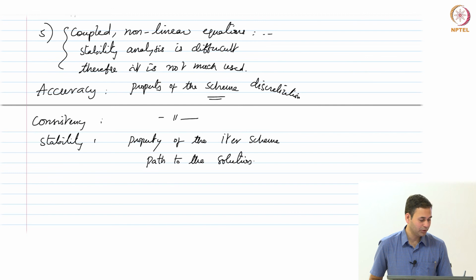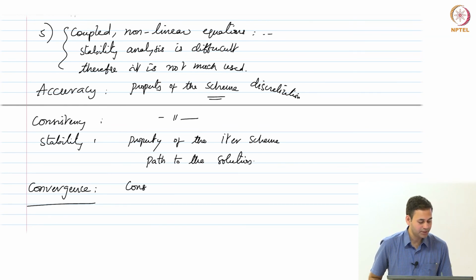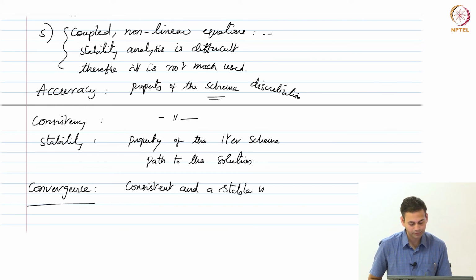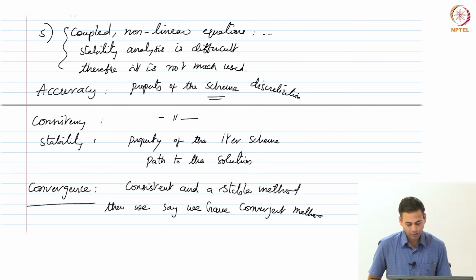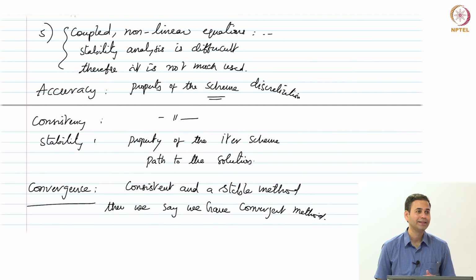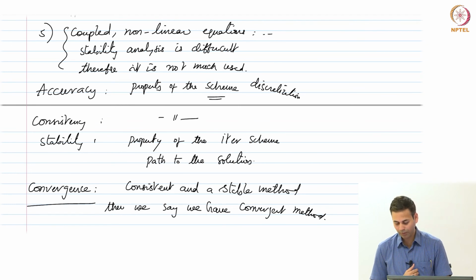Now, we will come to the final thing, known as convergence. Convergence basically means that if you have a consistent and a stable method, then we say that we have a convergent method. That means we should have a consistent and a stable method to have a convergent scheme. Everything we work with will be convergent schemes. Now, convergence also has a couple of different meanings.